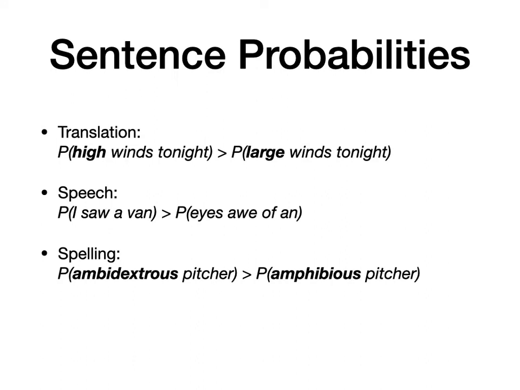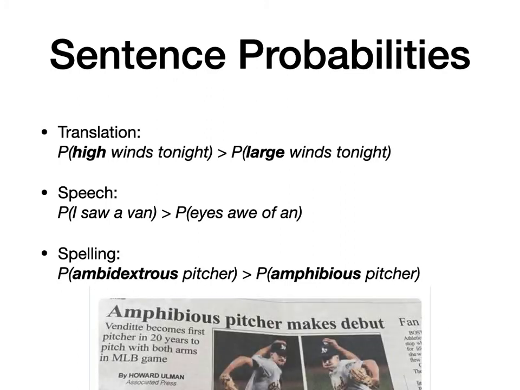Also, spell checking. What are the odds of "ambidextrous pitcher" versus "amphibious pitcher"? "Amphibious pitcher makes debut." I don't think he knows how to breathe underwater. So, that's the idea. You can see how you might leverage understanding the probability of a sentence when trying to deal with processes in the world.